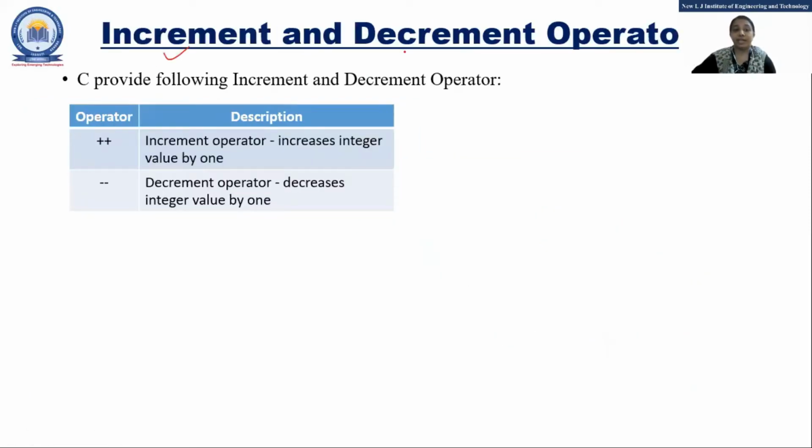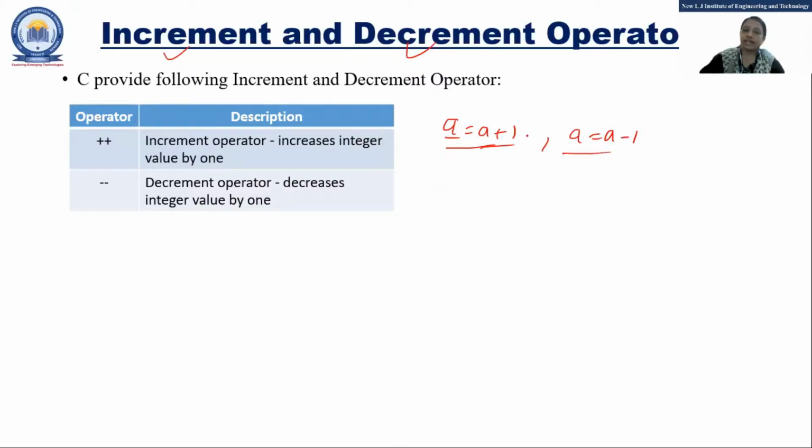Next, important: increment and decrement. Suppose I want to increment the value of any variable. Suppose a equal to a plus 1. I want to increment the value of a variable by 1, so I write a equal to a plus 1 simply. Or if you want to decrement it, I write a equal to a minus 1.